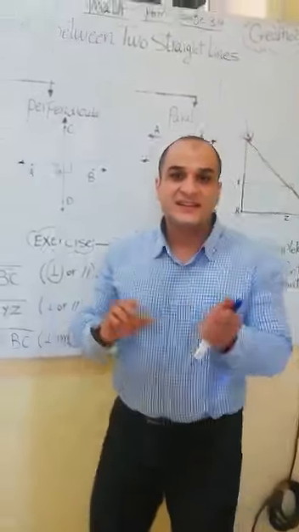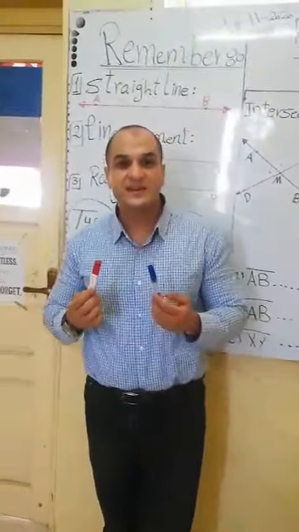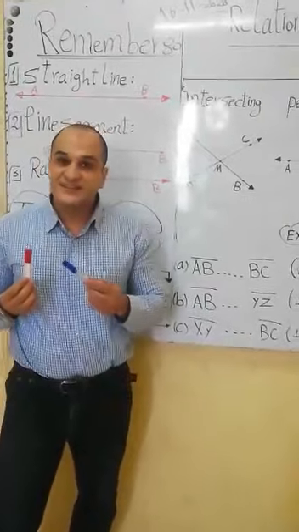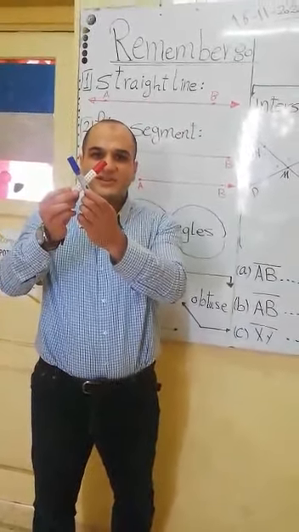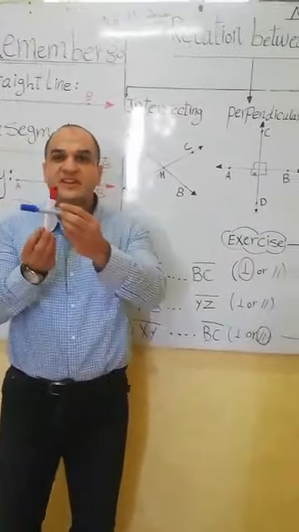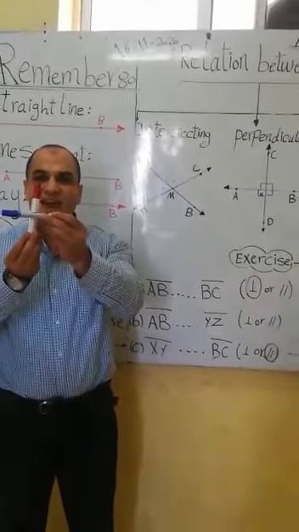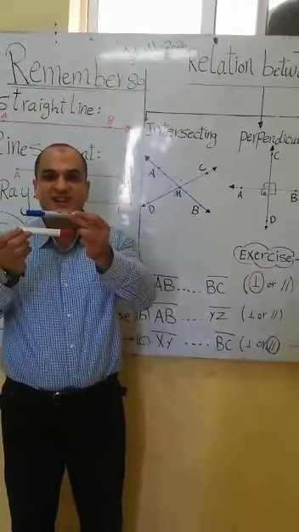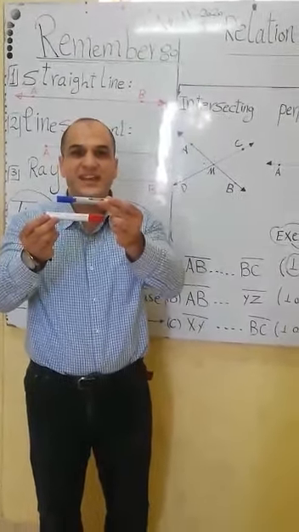At the end, the summary of today's lesson. We have three relations between two straight lines. The first, intersecting. The second relation is perpendicular. It makes four right angles. And the last relation is parallel. In this case, two straight lines never intersect at any point.